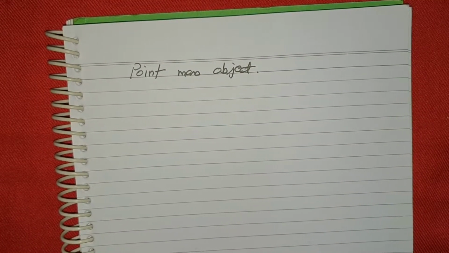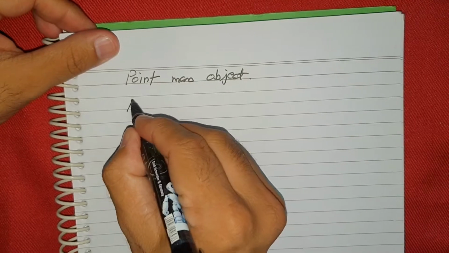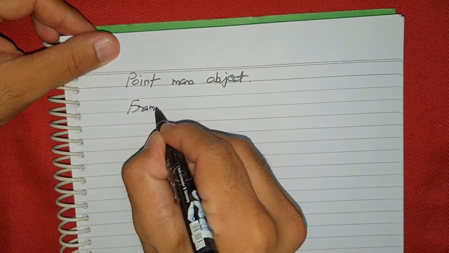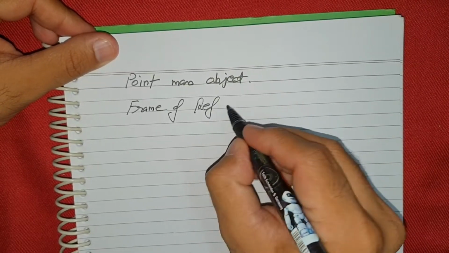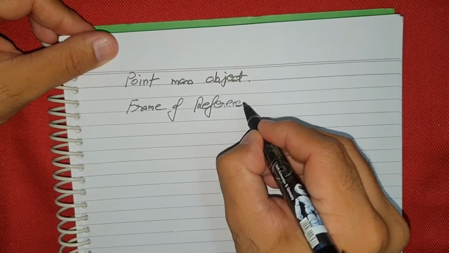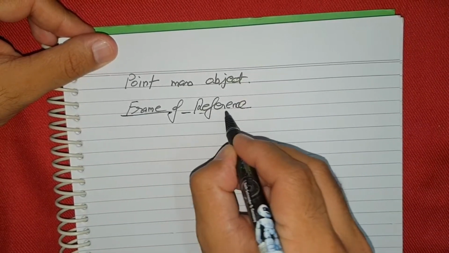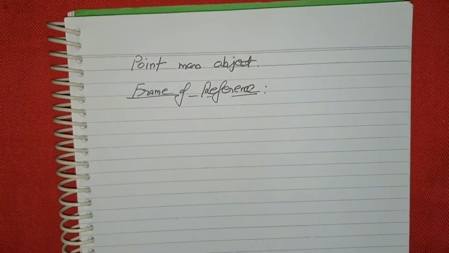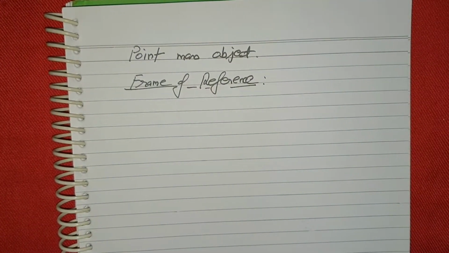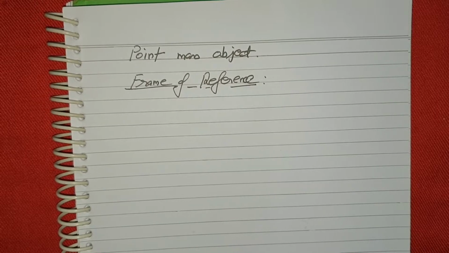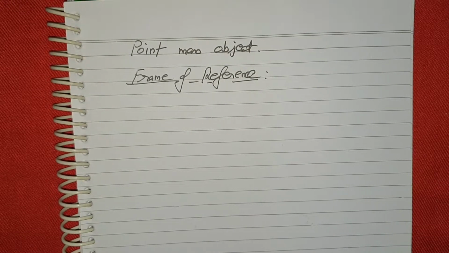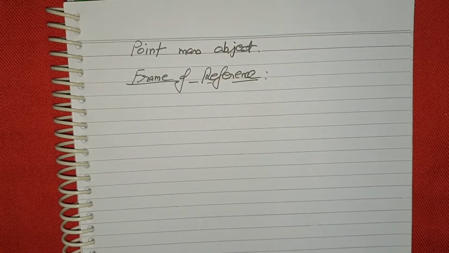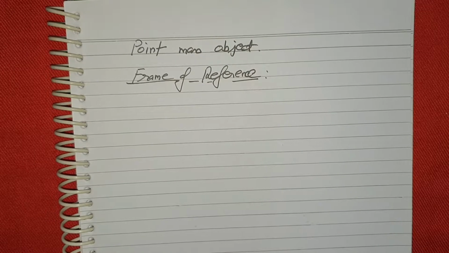Now the frame of reference. We have already discussed the frame of reference when we were discussing absolute rest and motion. So basically what is a frame of reference? To define it, the frame of reference is attached to an observer with respect to which the observer can describe position, displacement, velocity, acceleration, etc.